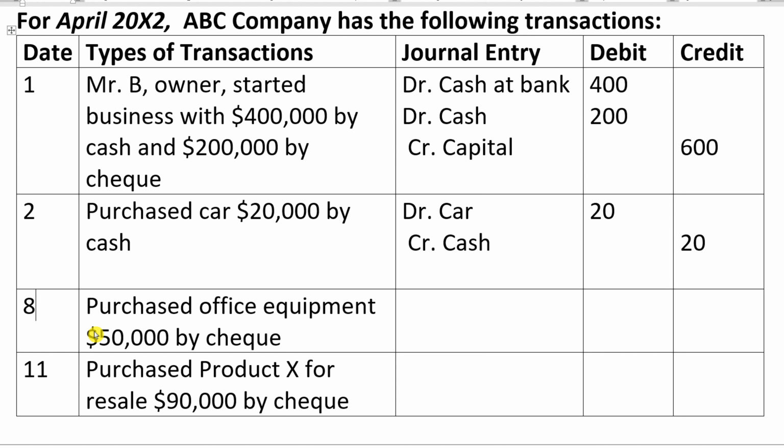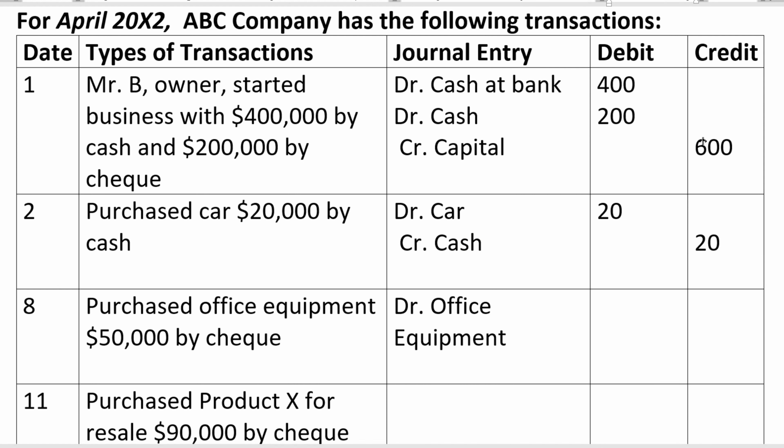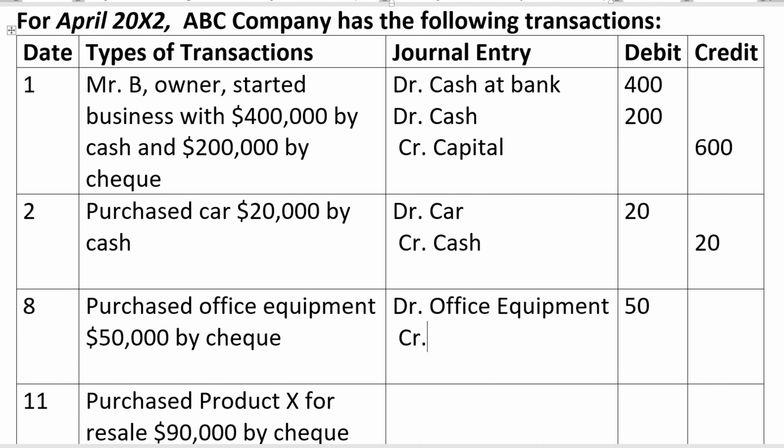And on the 8th, we purchased equipment for 50,000 by check. It means that our payment is by bank. So debit office equipment 50,000 and credit cash at bank 50,000.